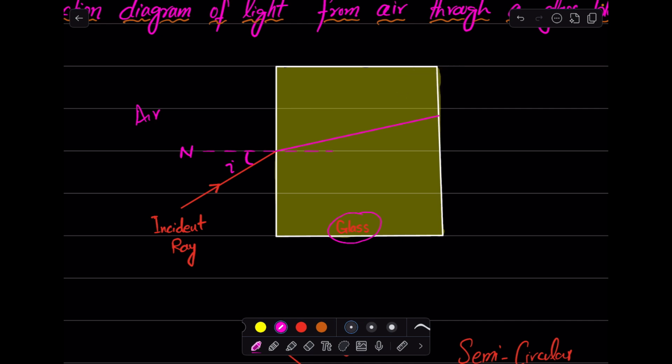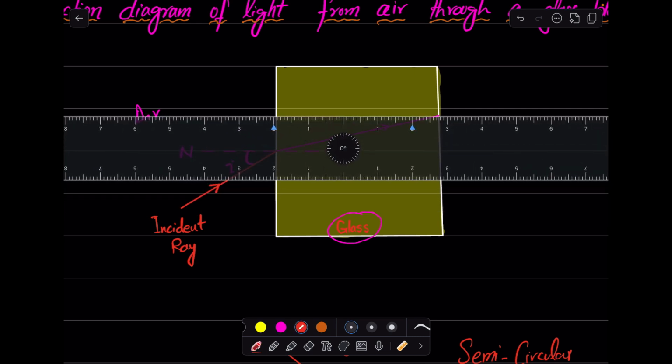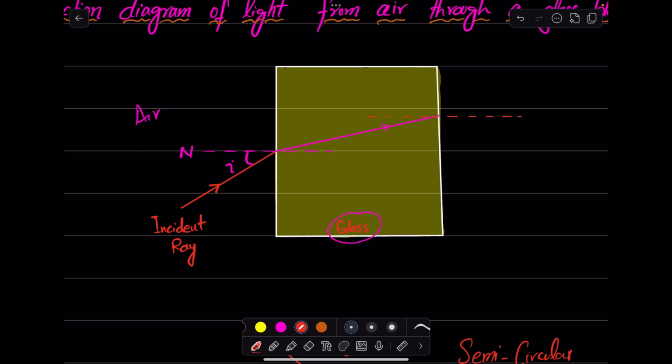Now it's striking at this point. Now again I have to draw the normal. Now let's take the scale again and put it here, and you have to draw a perpendicular line at this point. That will be the normal at this point. And now basically the light is moving from glass into the air. So you have to use the second rule. Now it will bend away from the normal, right? So it will move from this point like this. So this is the final path of it.